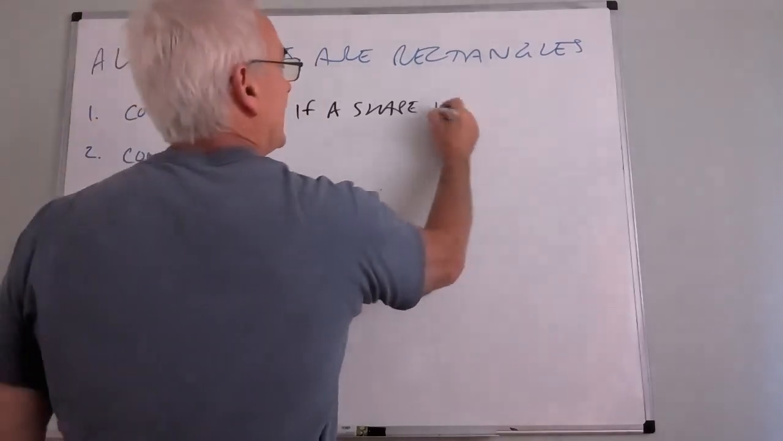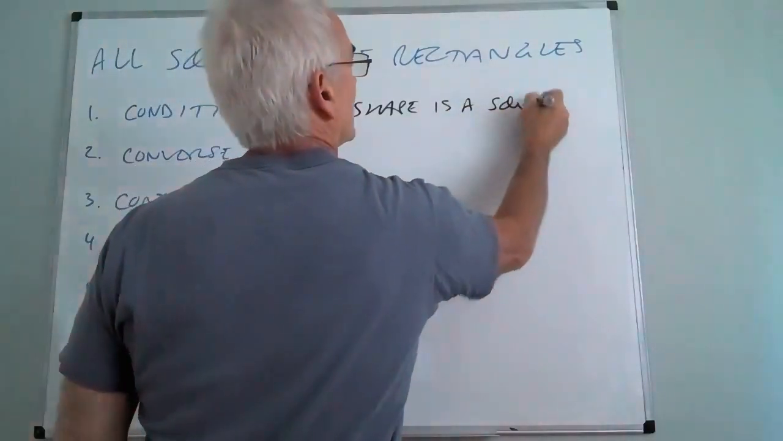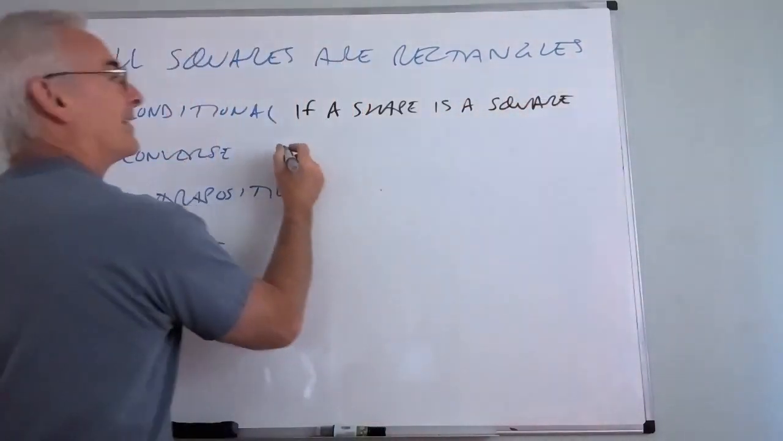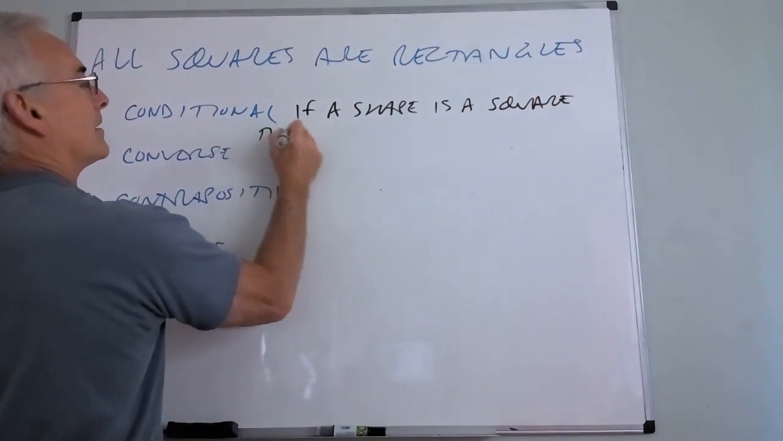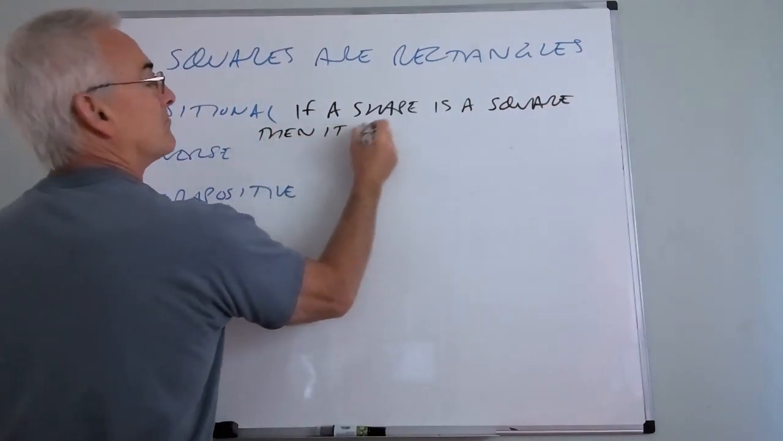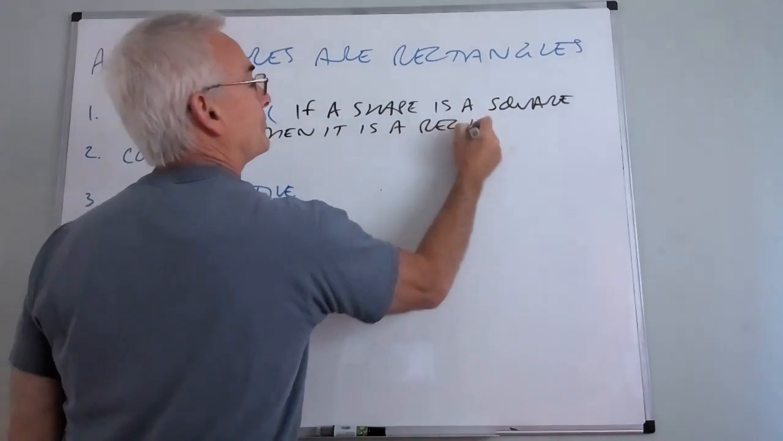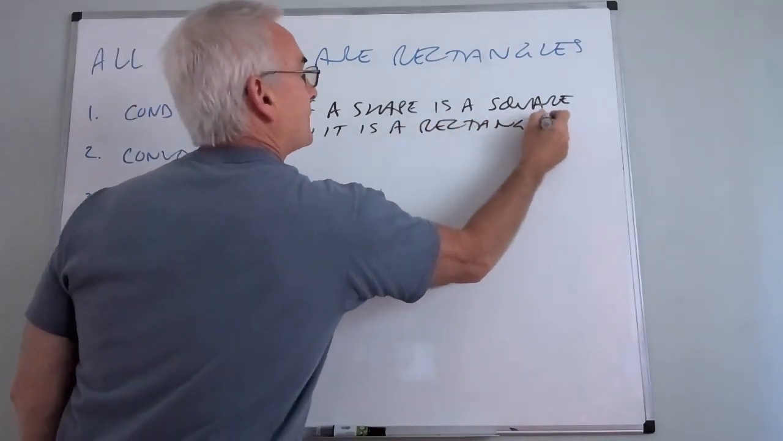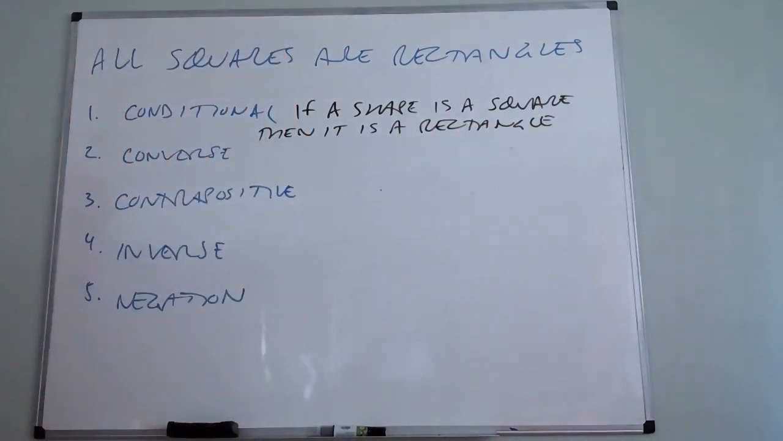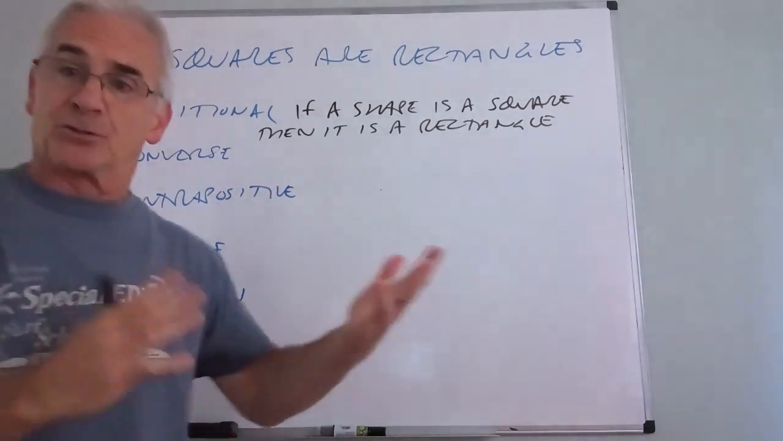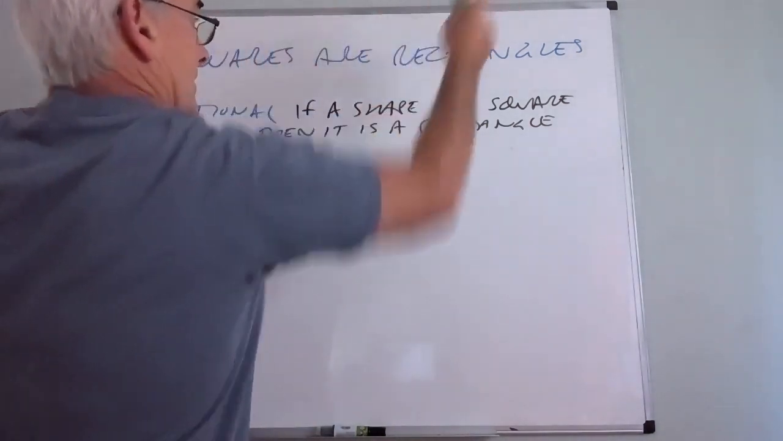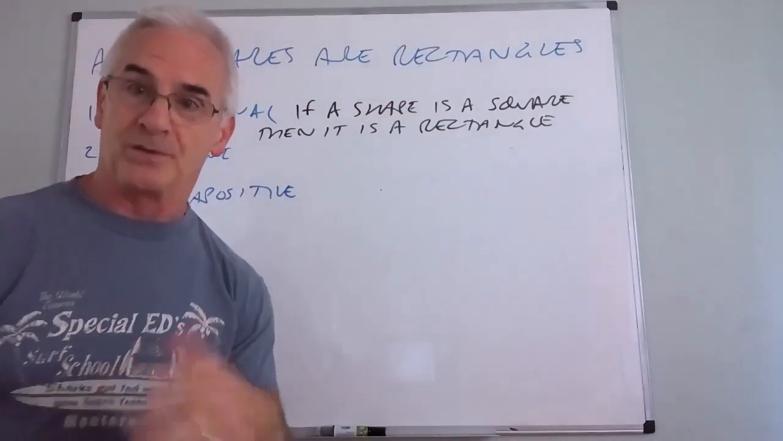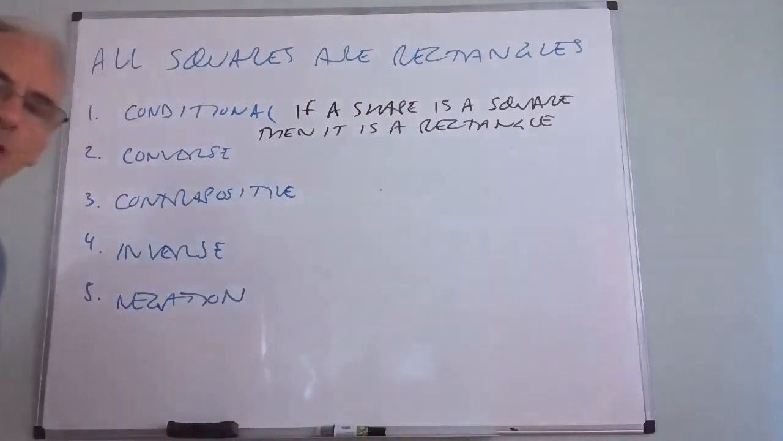If a shape is a square, then it is also a rectangle. Or just, then it is a rectangle. How's that? Now, if you believed the first statement was true, then the conditional pretty much has to be true. If a shape is a square, then it is a rectangle. Do we all agree that that actually is a true statement? Hopefully you say yes. Okay, now let's go from here.